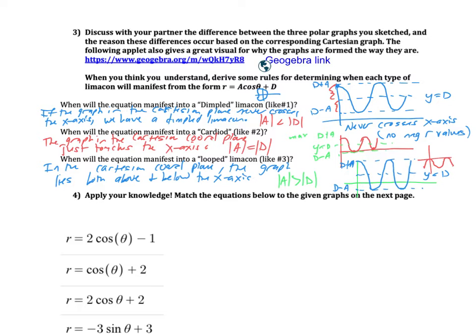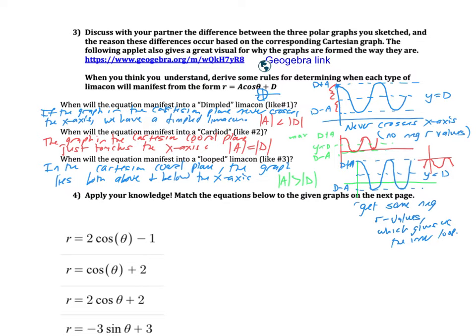But as long as it goes both above and below the x-axis in the Cartesian coordinate plane, that's when we get the limacon with an inner loop. And that happens because we are getting some negative r values. So when it crosses, it means we get some negative r values, which is when we get the inner loop, right? Or if it's primarily negative and then goes positive, the positive part would be the inner loop.